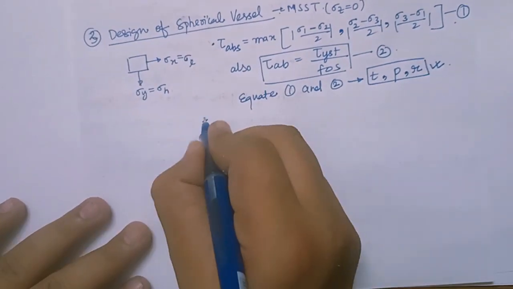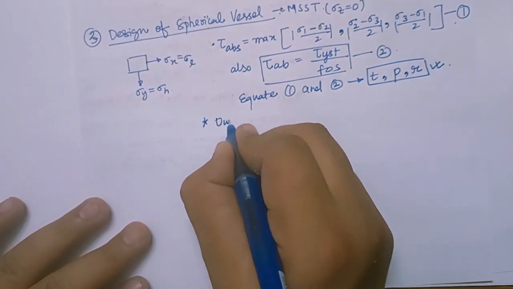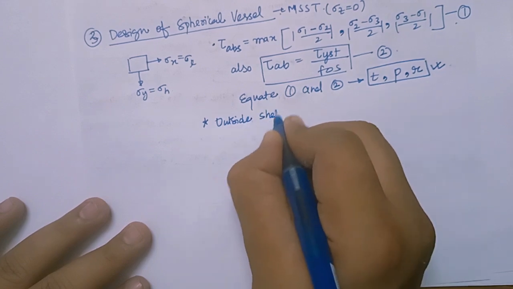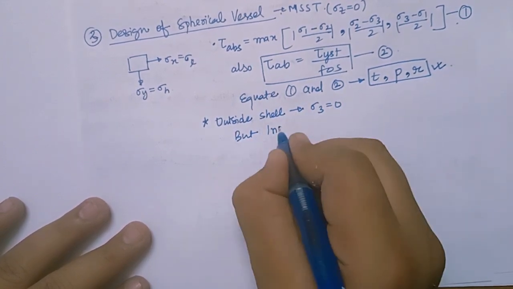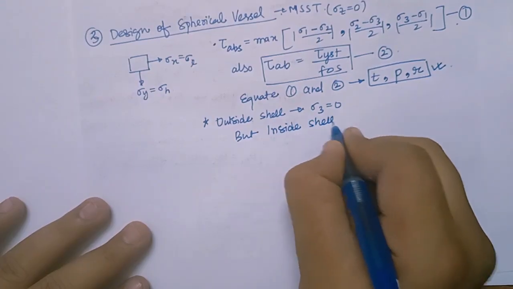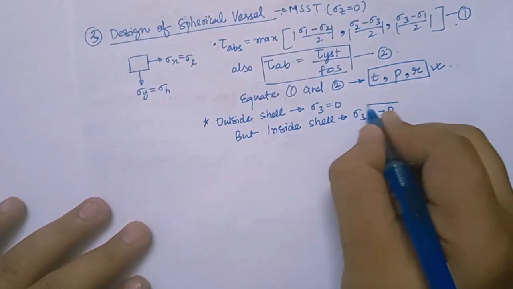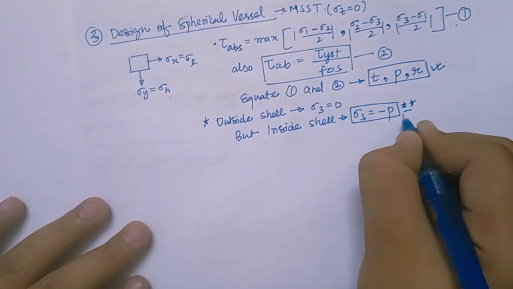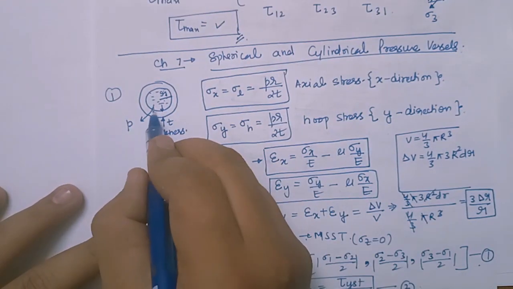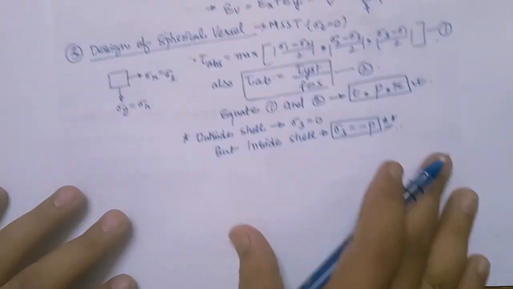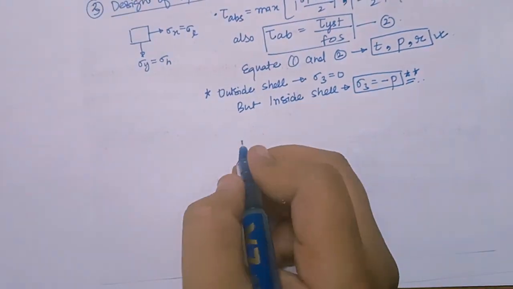And also one important thing, if I'm outside the shell, then sigma 3 is 0, but inside the shell, sigma 3 will be what? Minus P. Then you will take sigma 3 as minus P, because inside the shell, the pressure is being applied by the liquid. That's why sigma 3 is minus P.